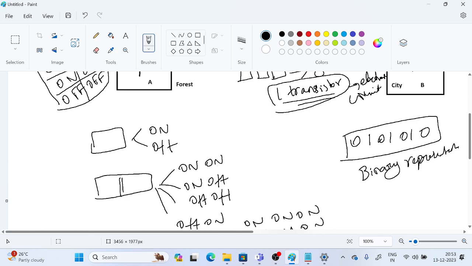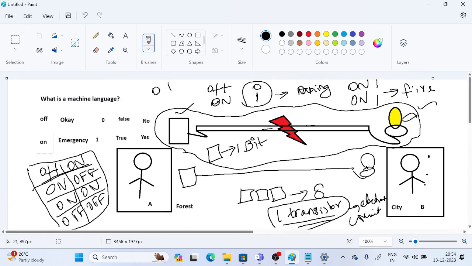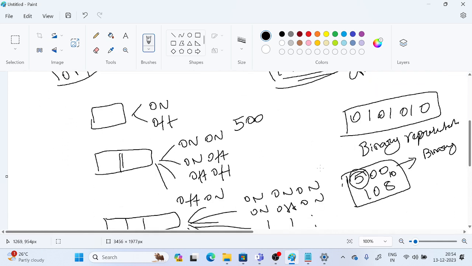What if I want to pass a number like 500, or what if I want to pass a number like 108? It is a decimal number. These numbers are easily understandable by humans, isn't it? These numbers cannot be understood by the operating system, what they call the machines. So this decimal number of base 10 has to get converted to a binary number, right? If you want to pass 500 as a signal with this electrical circuit, I need to first of all convert this 500 to a binary number.